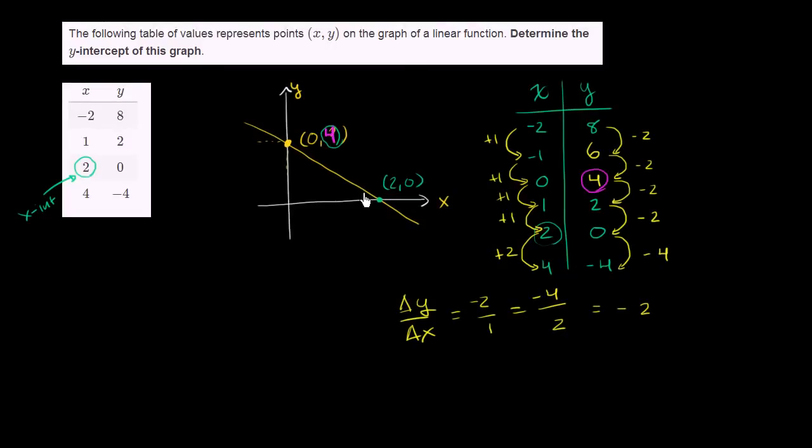We didn't really graph this to scale. It would actually look a little bit more like this if we were to try to graph it properly. So this right over here is 4. This right over here is 2. And our line looks something like this. Our line will look something like that.